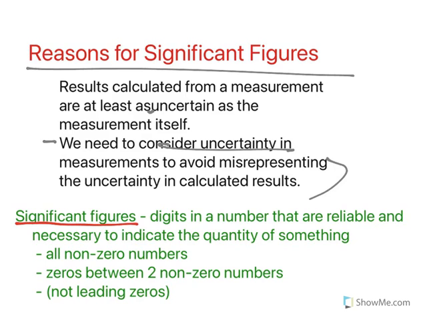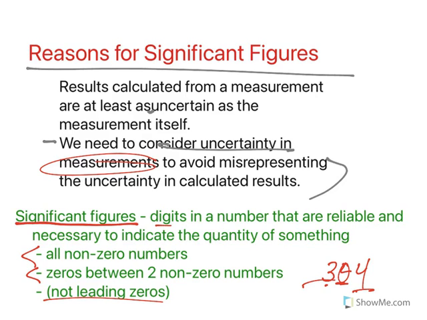Now, you might also be asking, what are significant figures? Significant figures are digits in a number that are reliable and necessary to indicate the quantity of something, because again, we are measuring something. Significant figures are all non-zero numbers, and zeros that are between two non-zero numbers. So if I had 304, that zero is significant because it's between two non-zero numbers. Leading zeros are not significant. So like 0.04, the only significant figure here is the 4, because these are leading zeros and therefore not significant.